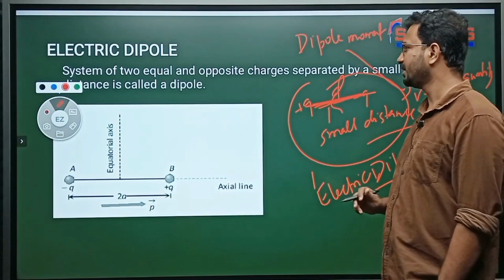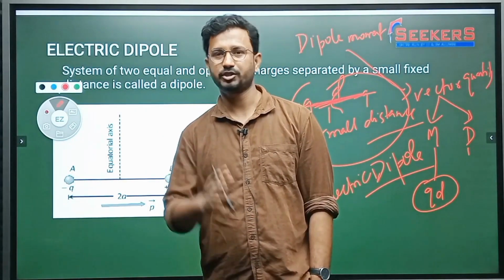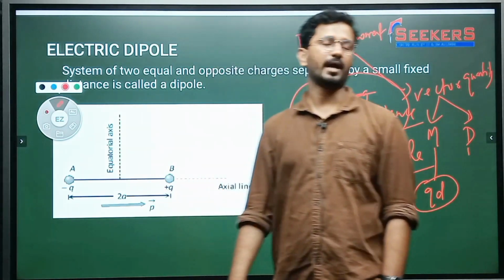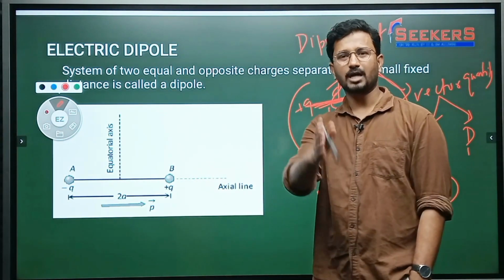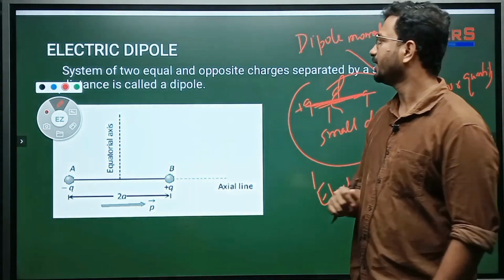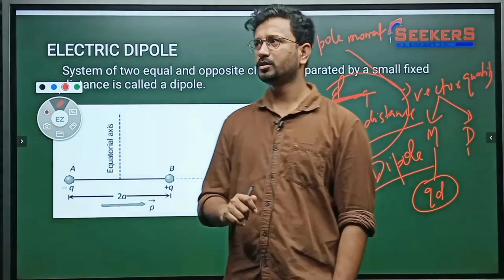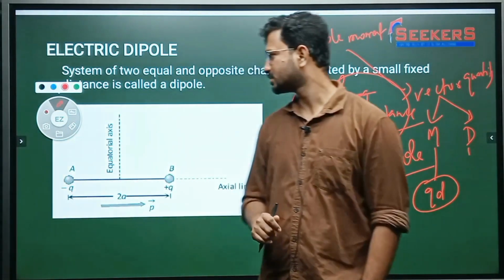Dipole moment is a different thing. Dipole moment is basically a vector quantity. It has two things, magnitude and direction, like other vector quantities. The magnitude of this vector quantity will be charge multiplied by the distance between them, and the direction will be from negative charge to positive charge. So these are some of the basic things which we discussed.